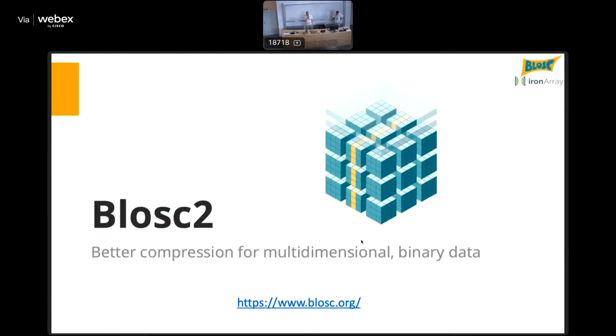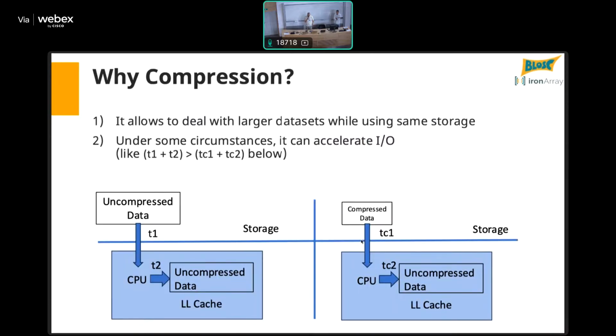So let's go with a quick introduction to Blosc2. Blosc2 is a package for compressing multidimensional and binary data. So first of all, why compression? Well, the first important reason to use compression is because it allows you to deal with larger data sets on your desktop, laptop, or server while using the same storage.